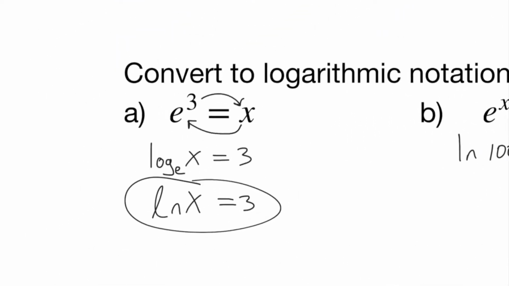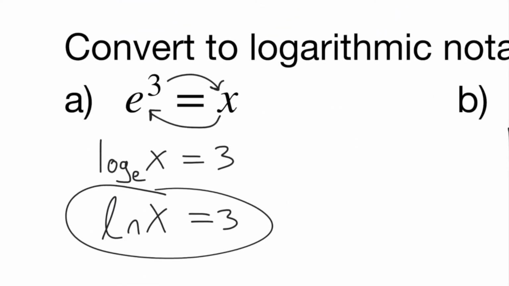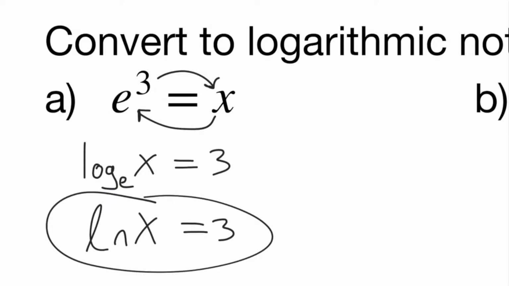So, if we're going to convert this to logarithmic notation, then what this would look like, e to the x equals 3: the base switches, the power switches, and then you get log base e of 3 is equal to x. What's the exponent? It's x. Now, no one writes log base e of x equals 3. It's commonly just natural log x equals 3.